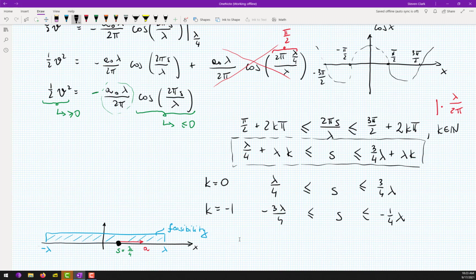So why do I just focus on k equals 0 and k equals minus 1? Because these are the only regions in our feasibility region. Let's draw them. So this is basically the first region.